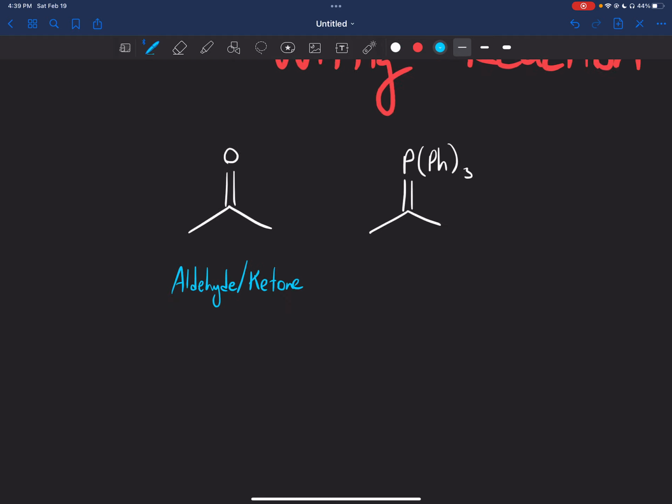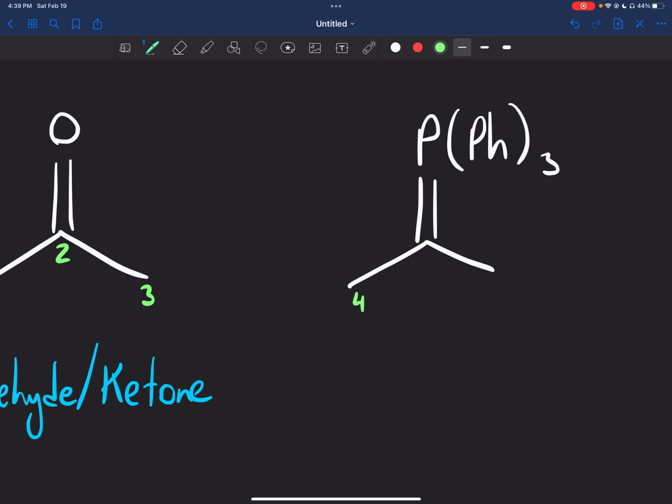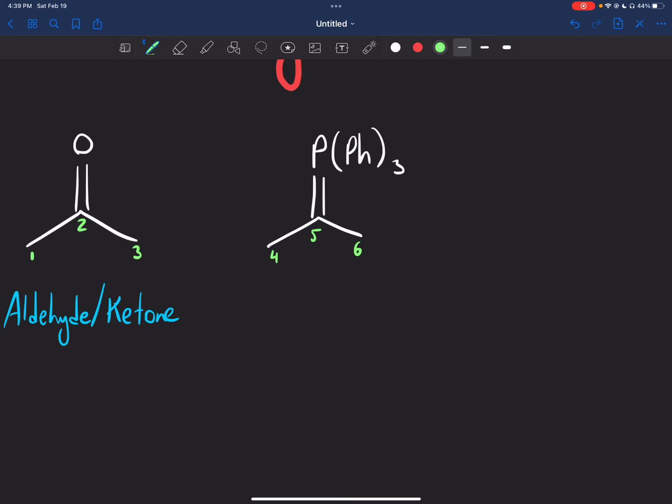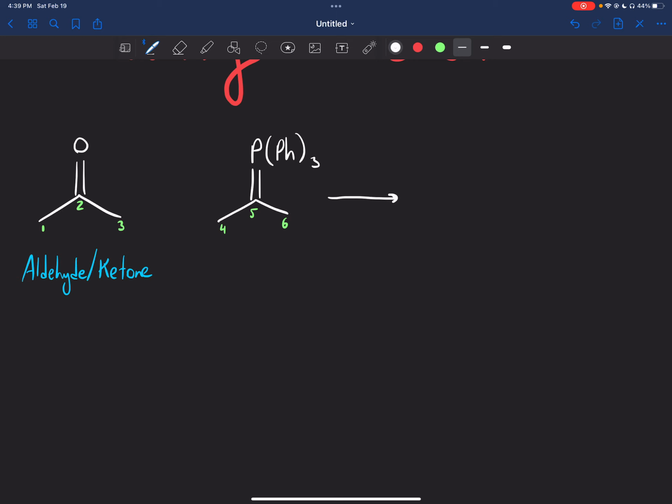What is it going to do? If we number our carbon chains, so let's say this is 1, 2, 3, and this is 4, 5, 6. The Wittig reaction is going to connect the 2 carbon chains together through a double bond. So how do we do it? We go 1, 2, 3.